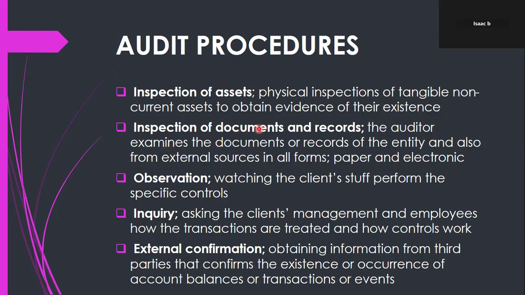Then inspection of documents and records. The auditor examines the documents or records of the entity and also from external sources in all forms, paper and electronic. So inspection of documents and records. We check the ledgers, both paper as well as electronic. We check the invoices, we check the goods received notes, we check the goods dispatch notes, all those documents that are relating to goods and services coming in and out of the business.